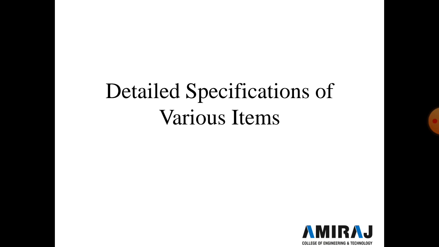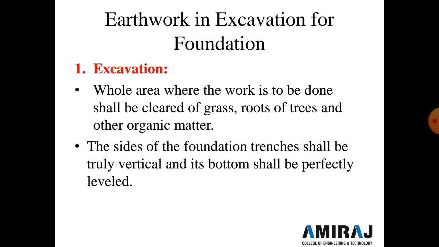So here are some of the different items or different works done in the construction industry. One by one we take the different items, and for each item a detailed specification is compulsorily required before starting the construction. So let's start with the first item, which is earthwork in excavation for a foundation.